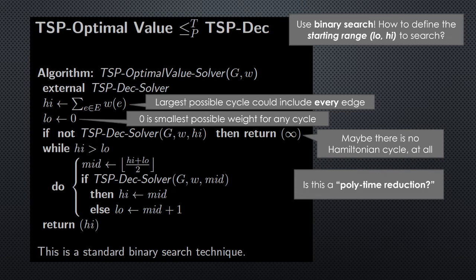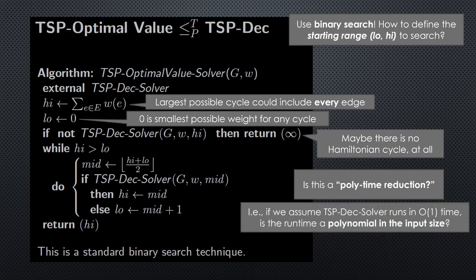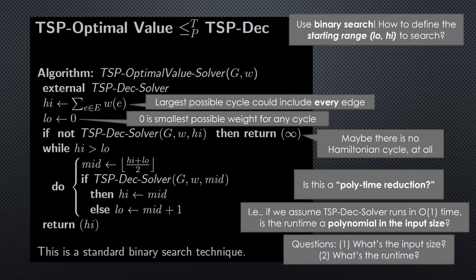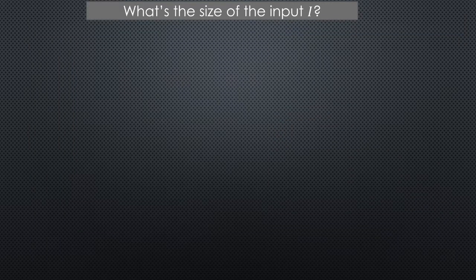Okay? So we'll argue that this is a correct solution. Is this a poly-time reduction? Well, if we assume that the TSP decision solver runs in O(1) time, okay, so these are all O(1), the question remains: does this have runtime that's polynomial in the input size? And so you have these two questions. What's the input size, and what's the runtime? Okay, so let's start with what's the input size.